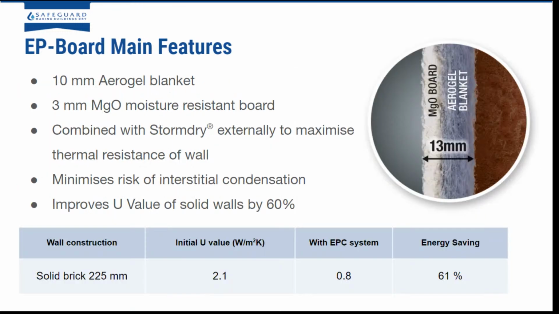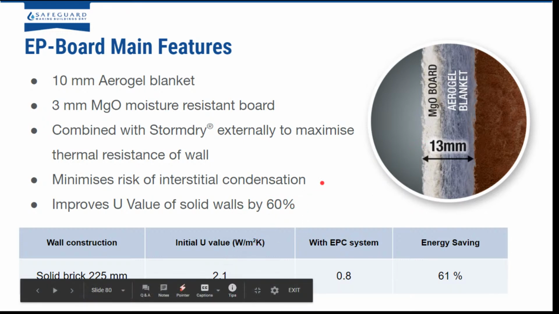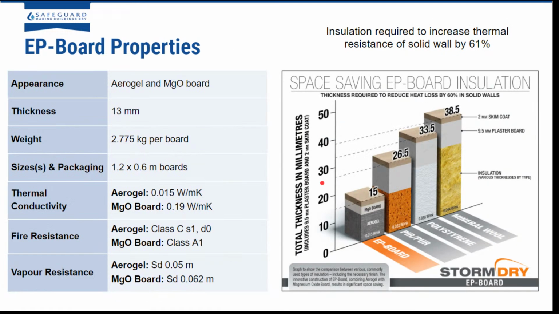So we have, ours is called EP board. It's a 3mm MGO board with 10mm aerogel blanket, which can be applied directly onto walls. We recommend this is combined with storm dry externally to maximise the thermal resistance of the wall and minimise the risk of interstitial condensation. So it improves the U value of solid walls by about 60%. It can take a solid wall from 2.1 to 0.8 with the EP board.